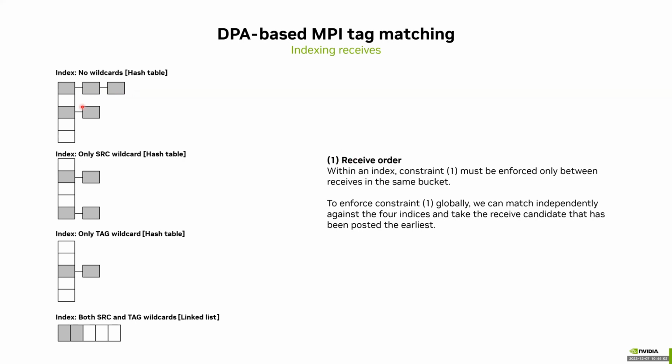But now the problem is that we have multiple independent indices. So the matching process says, okay, I get this message, I will check in this index, in this index, in this index, and in this index. This means you could have multiple receive candidates that match that message, but only one has to win. The one that has to win is the one with the lowest sequence number. The sequence number is just a counter that we increment every time a receive is posted. In this way, we select globally the oldest receive that matches that message, and this allows us to satisfy constraint 1.